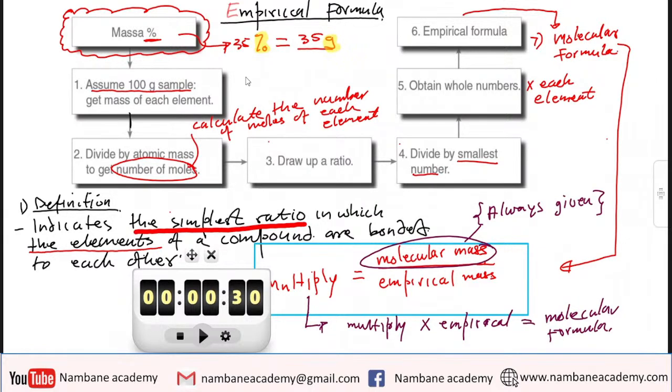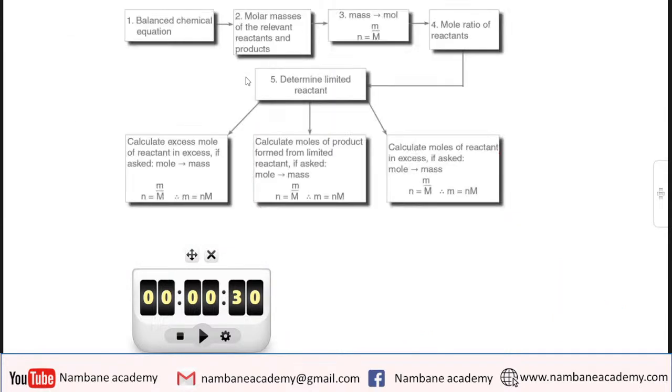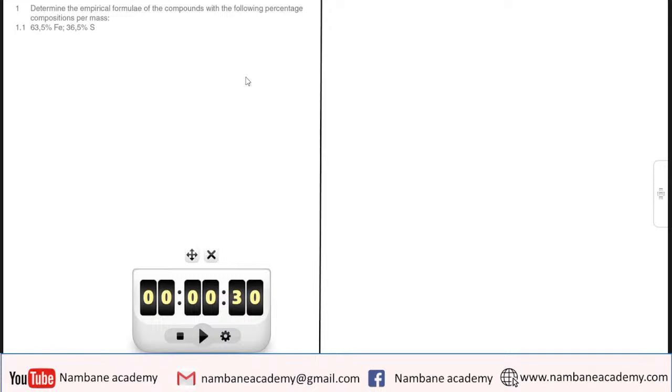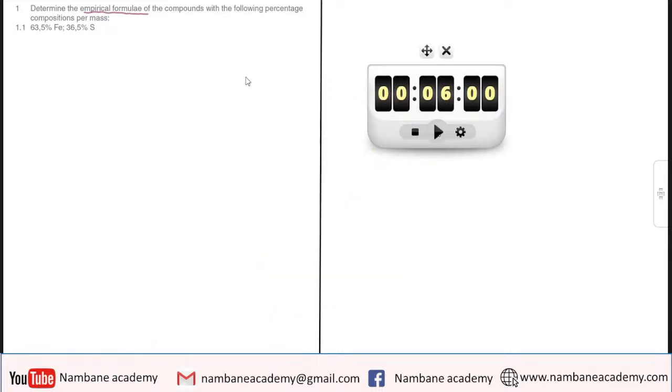Thank you very much. Now I have one example that we can try and do. It basically says, determine the empirical formulae of the compounds of the following compositions per mass. So let's try to do this one. It gives you something like 6 minutes also. Kindly share your answers with me, and then we'll immediately discuss.